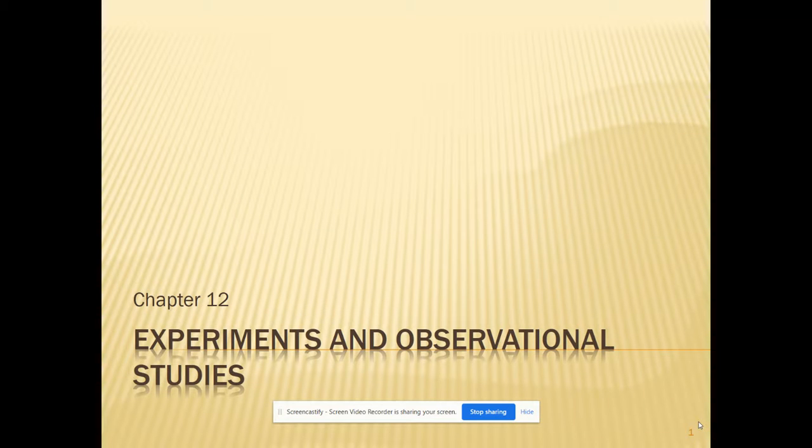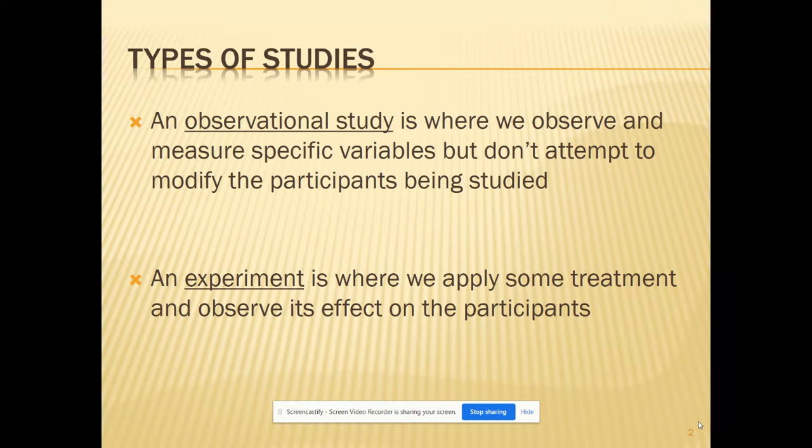Chapter 12, we are talking about experiments and observational studies, and we're going to break this up over 3 videos. So we're going to start by talking about types of studies. So an observational study is where we don't actually do any kind of intervention. We're just looking to see what naturally occurs.